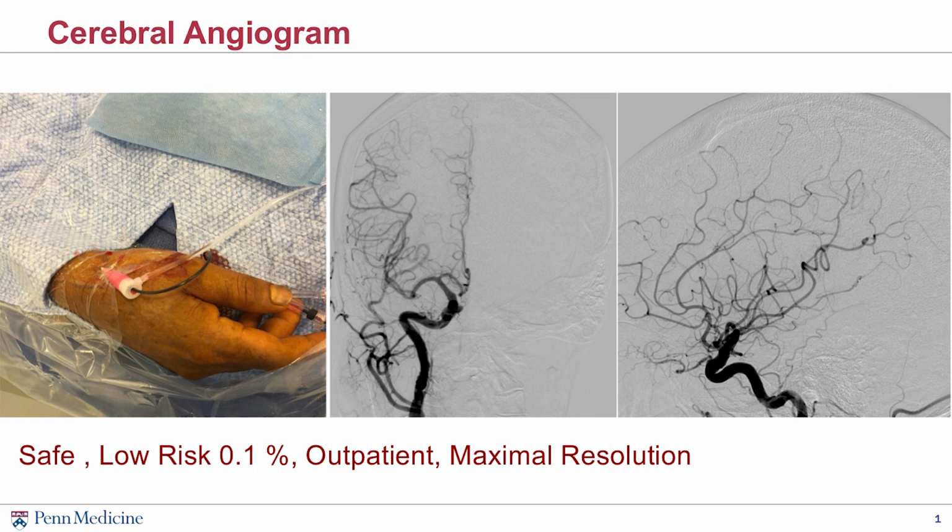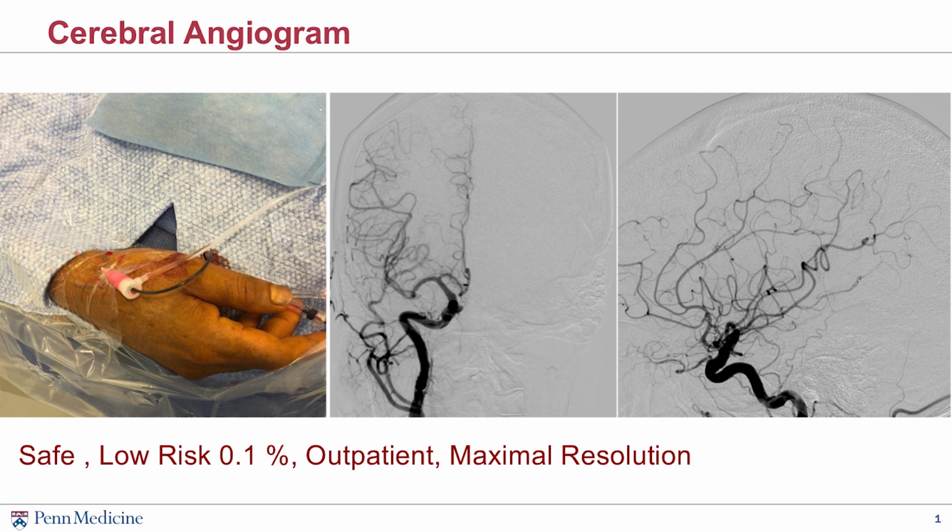We usually go in from the distal radial artery. This part is called the anatomical snuff box, and if the radial artery is big enough, which it is in most patients, we're able to get these pictures looking at these blood vessels from the front, from the side, and also we're able to get the 3D angiogram that we talked about.